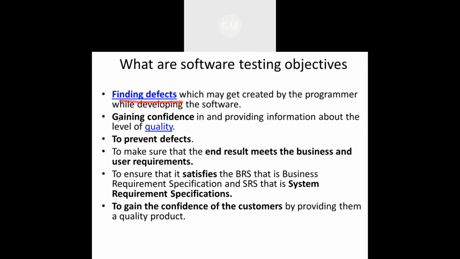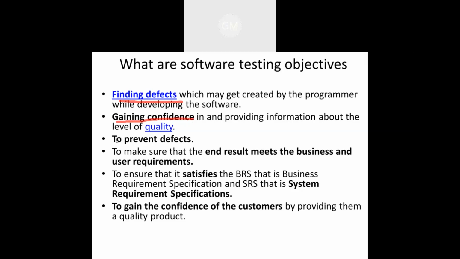Then the second objective is gaining confidence. If you find and fix many defects or bugs in the system, the system becomes almost 100% defect free. Because of that, you gain the confidence of the employees who are working on that particular project, and it will give you a good quality product which we can deliver to customers. So the confidence of the employees as well as the end user can be gained with the help of defect free software. That will be the second objective.